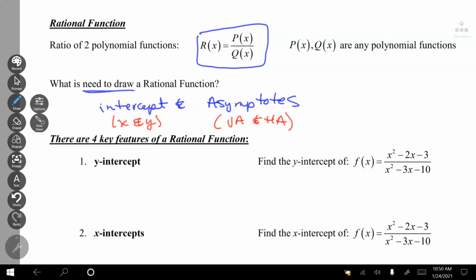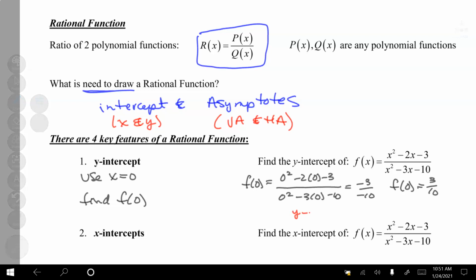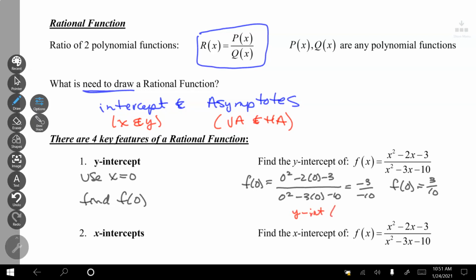Well, feature number one, a y-intercept. How do you find a y-intercept for the rest of your life? You use x equals 0. So all I'm going to do is find f of 0 by plugging 0 in there. So you could see that I plug 0 into the numerator and denominator for all the x's, and I get -3 over -10, which is just 3/10. So my y-intercept is 0, 3 over 10. That's just some dot on the graph.